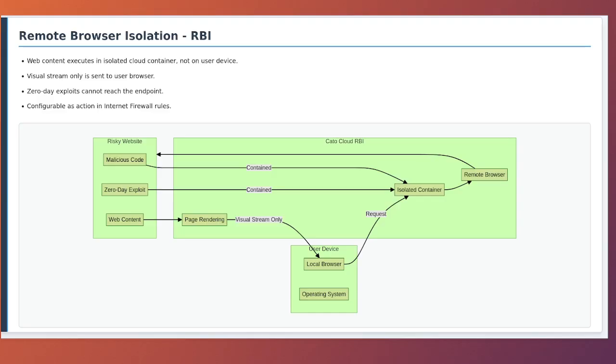Since content executes remotely, you can configure RBI to prevent downloading files, copying text, or printing content from isolated sessions. This prevents data exfiltration even if users visit unauthorized sites.